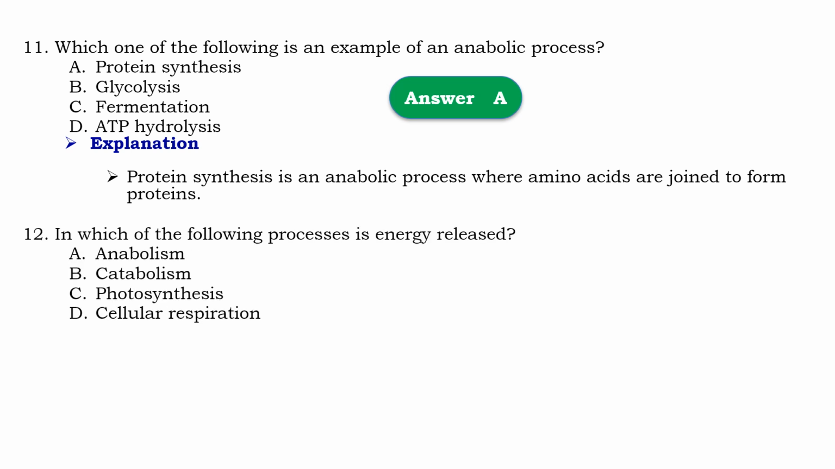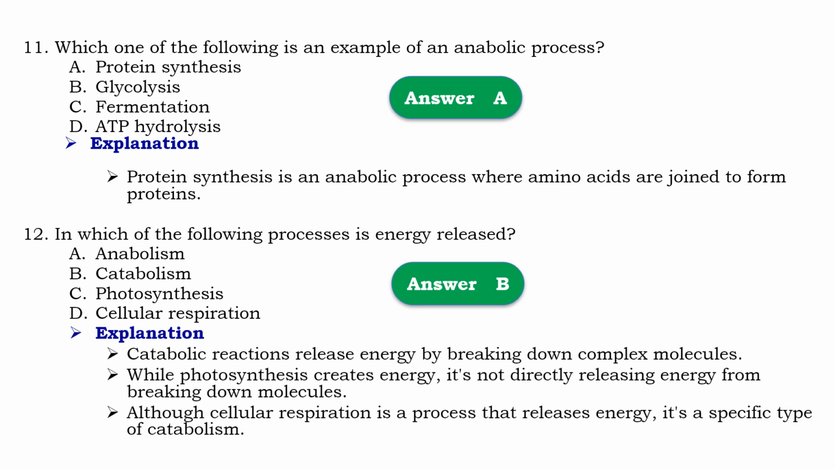Question number 12: in which of the following processes is energy released? So that should be B, catabolism. Means that catabolic reactions release energy by breaking down complex molecules, while photosynthesis creates energy. It is not directly releasing energy from the breakdown of molecules, and also cellular respiration is a process that releases energy. It is a specific type of catabolism.